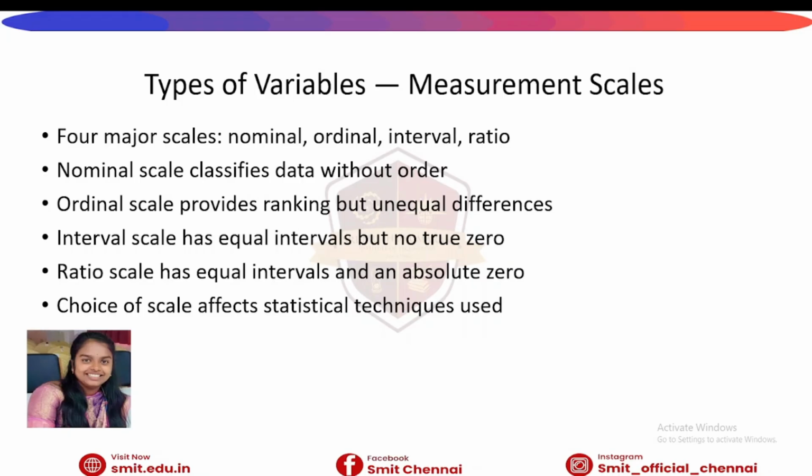Interval scale: numerical scale with equal intervals, no true zero point. Example, temperature and calendar years. Ratio scale has equal intervals and a true zero. All mathematical operations are valid. Example, height, weight, age, and then salary.